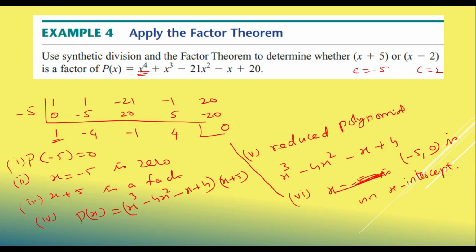Okay, that is it. So try these things for x is equal to 2. If you get 0 as a remainder, then these 6 points are equivalent. If it is non-zero, then you will write only P of 2 is not 0. Divide and check. Okay.